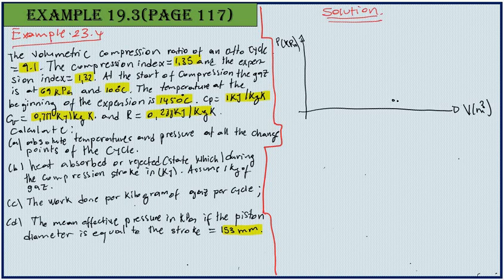So we have the state point, which marks the beginning of the compression process. So we go from 1 to 2, and then from 2 to 3 we have the combustion process. From 3 to 4 we have the expansion process, and then from 4 to 1 we have the exhaust phase.